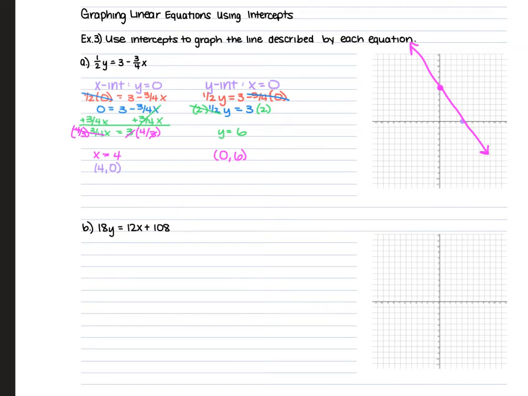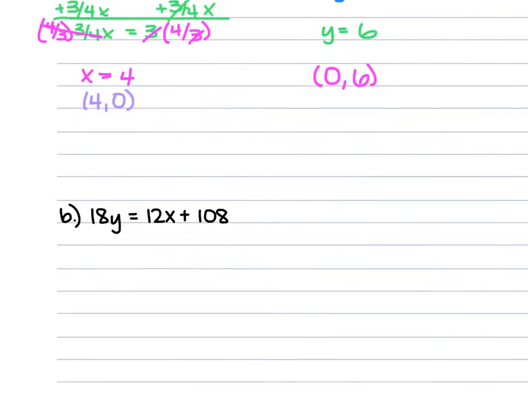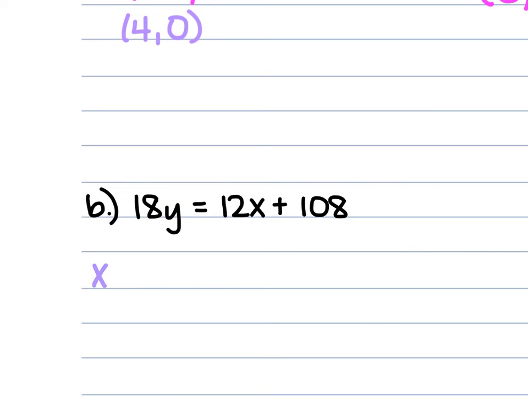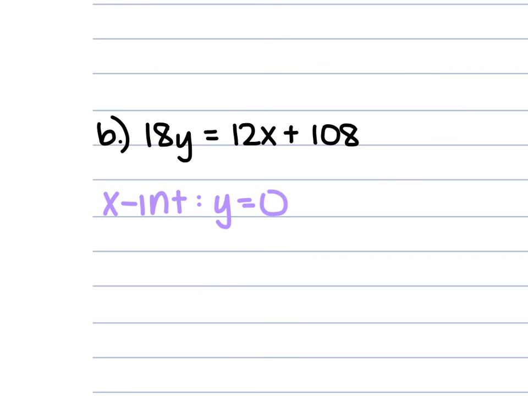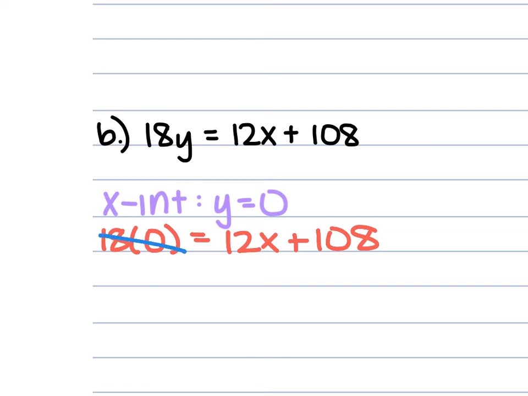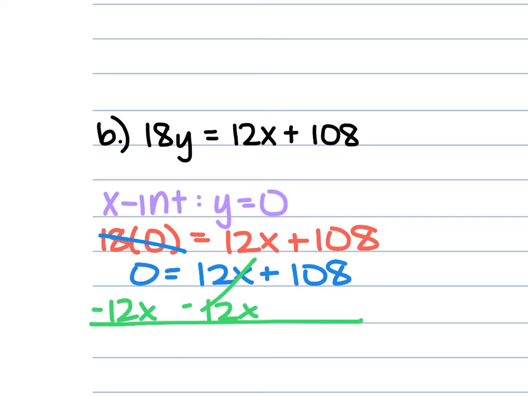If we look at the next example, B, we have 18y is equal to 12x plus 108. So we're going to find the x-intercept first. Plug in the 0 for y. This is going to be 18 times 0 is equal to 12x plus 108. So then this is going to cancel out. 0 is equal to 12x plus 108. I'm going to subtract the 12x from both sides to get it by itself. So negative 12x is equal to 108.